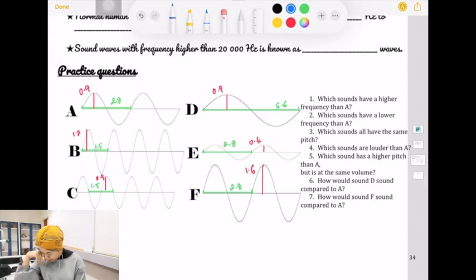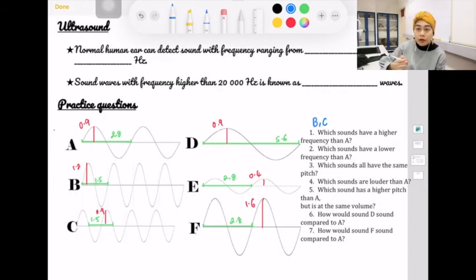Question 1, which sounds have higher frequency than A? This will be determined by looking at the wavelength. The wavelength of A is 2.8 cm. So if you want something with higher frequency, you should find the one with shorter wavelength than 2.8. Shorter than 2.8 will be B and C. So that's the answer for this one. And for question 2, which sound has a lower frequency than A? You need to find the one with longer wavelength than 2.8. In this case it is only D, which has 5.6.